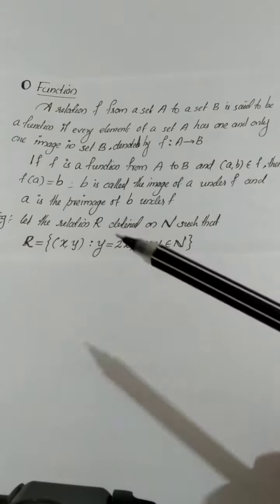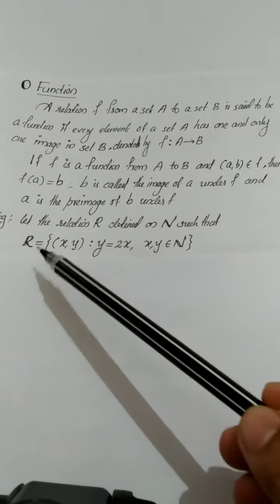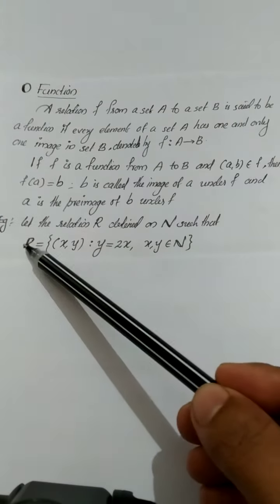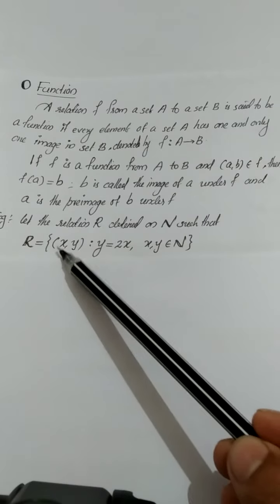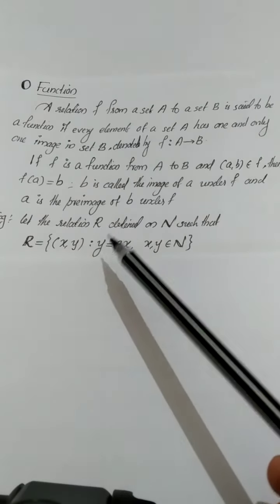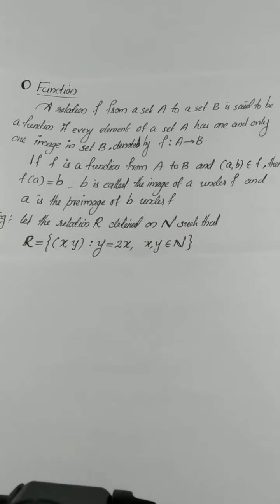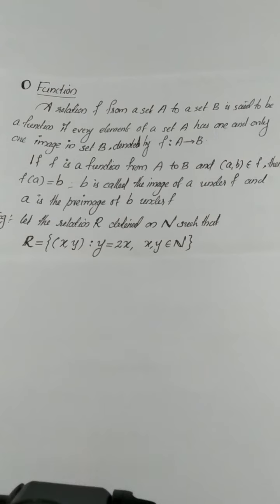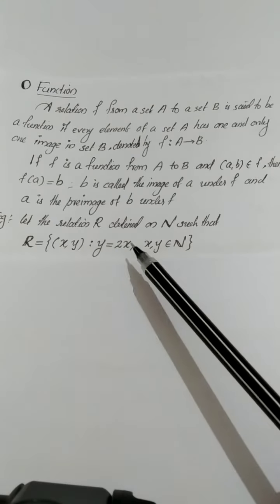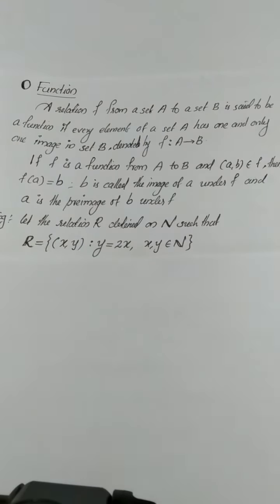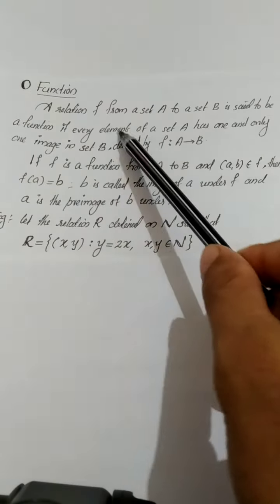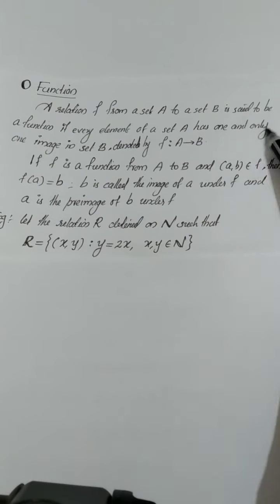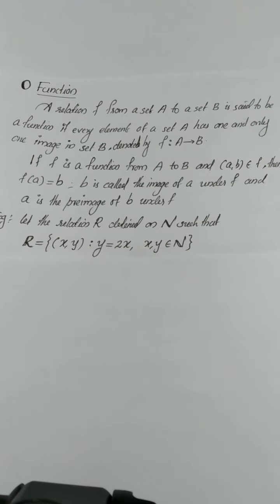We can go through some examples. So first of all, look at here. I am letting a relation R, which is the set of (x, y) such that y is equal to 2x and x, y belongs to N. N means the set of all natural numbers. So I am going to check whether it is a function or not. So what is a function? Every element of A has one and only one image in B. That's the condition of a function.